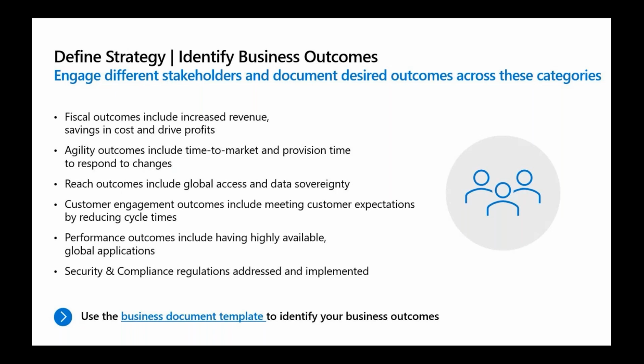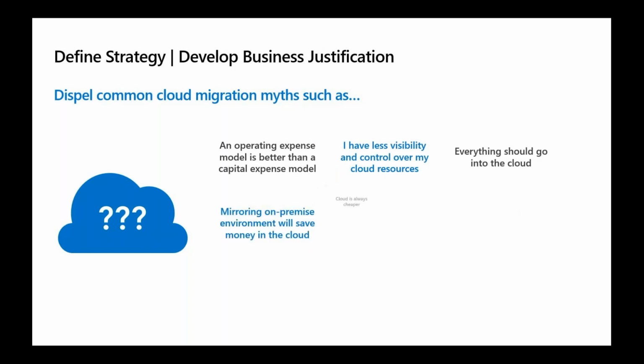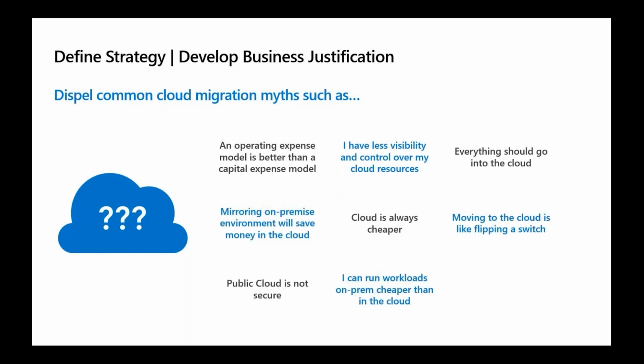Fiscal is actually the cleanest business outcome for many business leaders, but not the only one, like financial gain, right? Then the agility, then the reach outcomes, customer engagement outcomes, performance, sustainability, and so on. Then we have to develop business justification. So in fact, also create a business case for cloud migration phase.